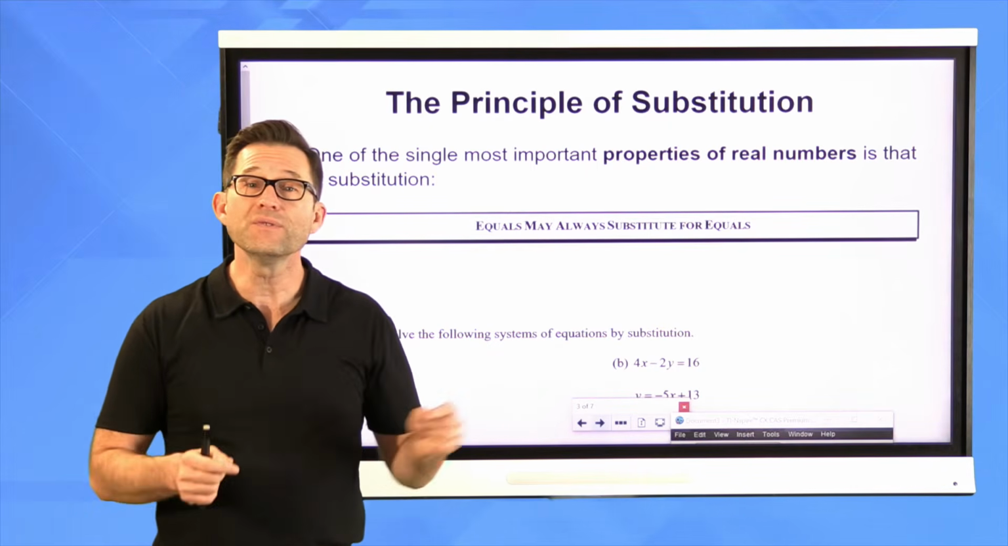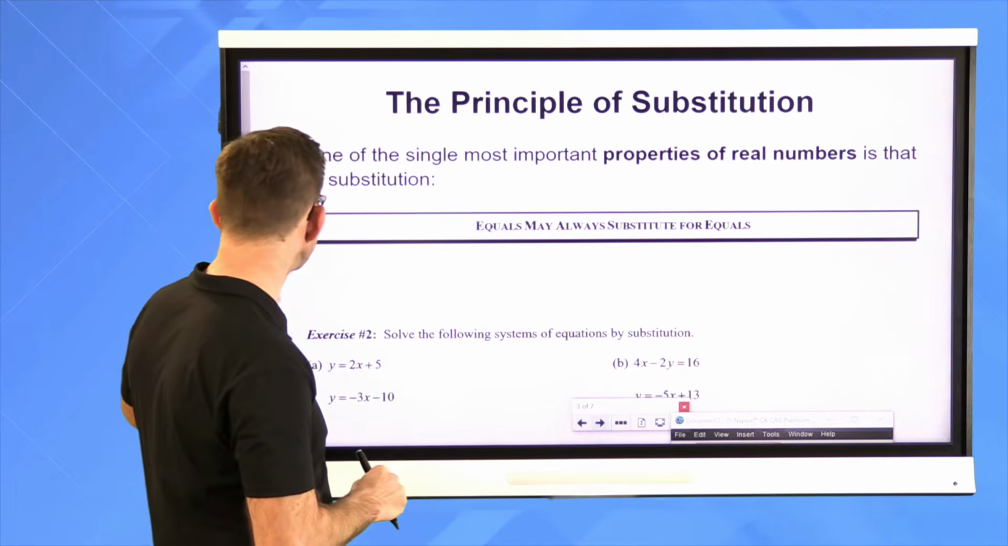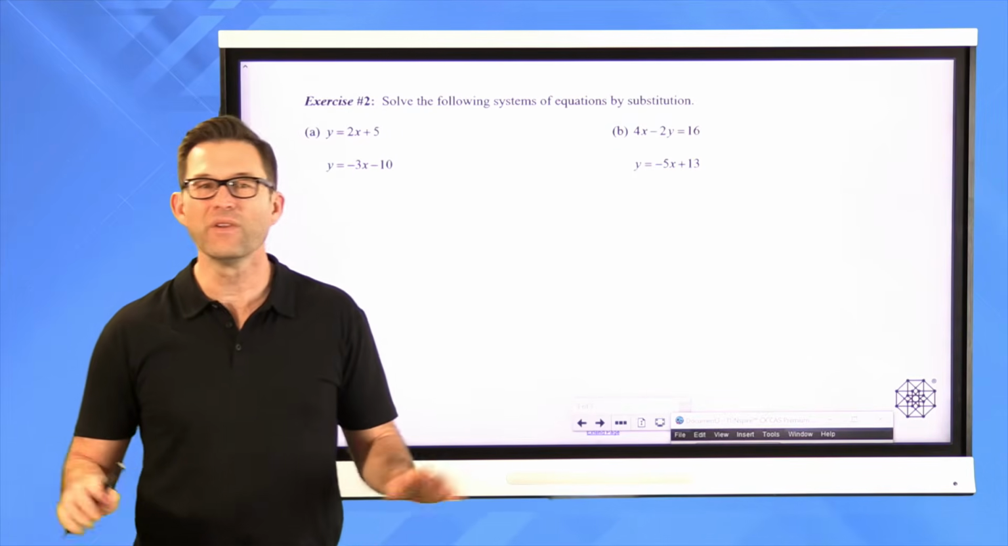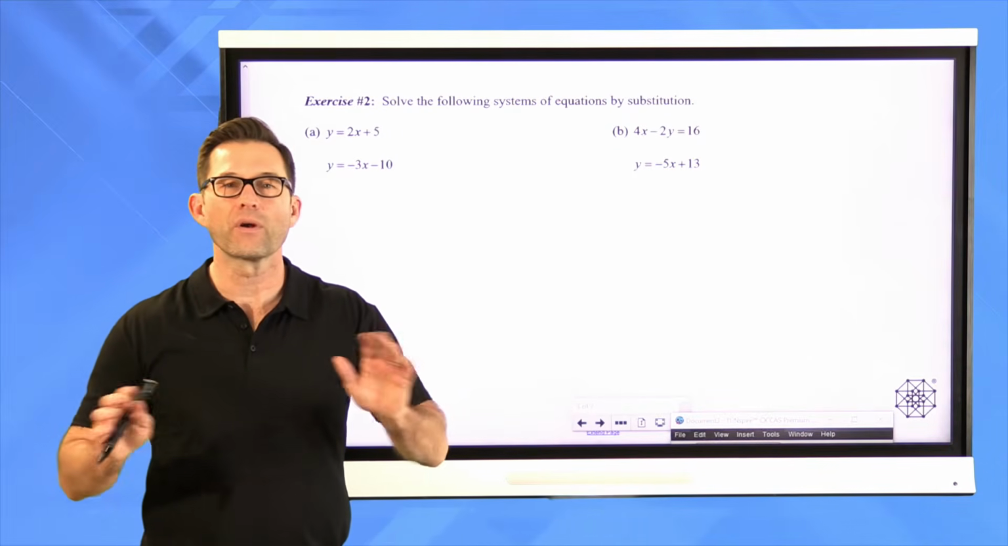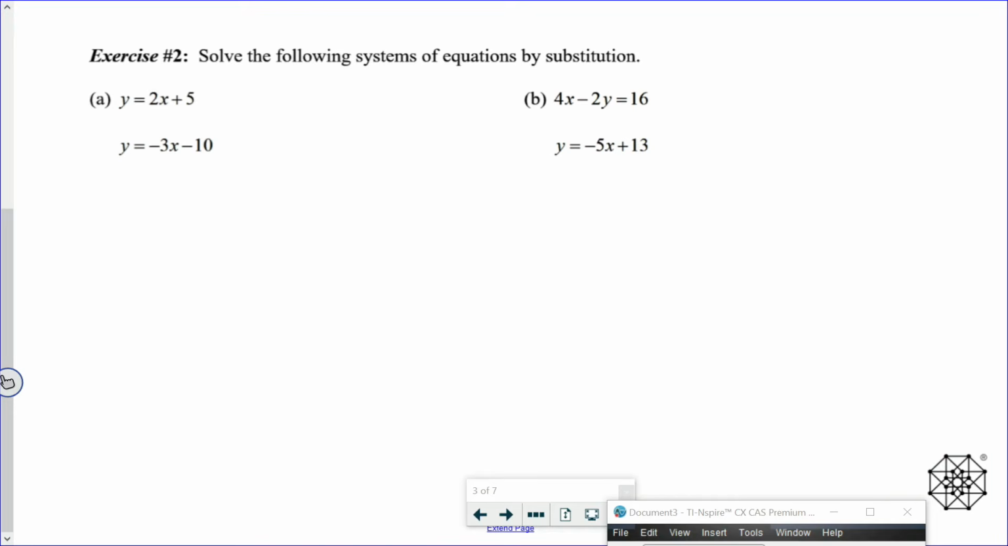And we can use this amazingly important idea to solve systems by substitution. So let's take a look at how that's done. It's really cool, and it's one of the most important ideas in math. Let's take a look at exercise 2. Solve the following systems of equations by substitution. Letter A, y equals 2x plus 5, and y equals negative 3x minus 10.